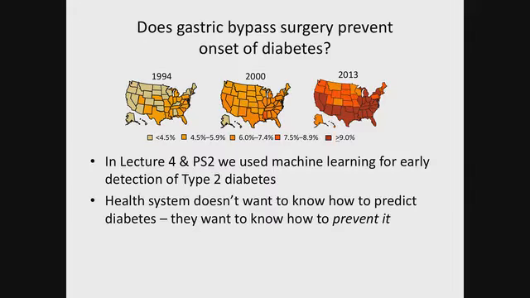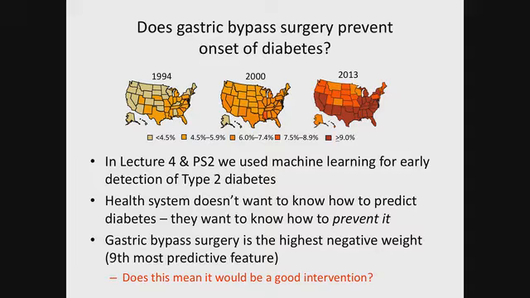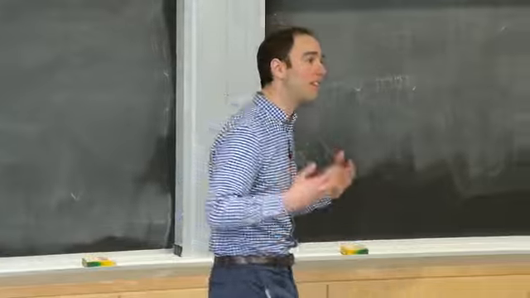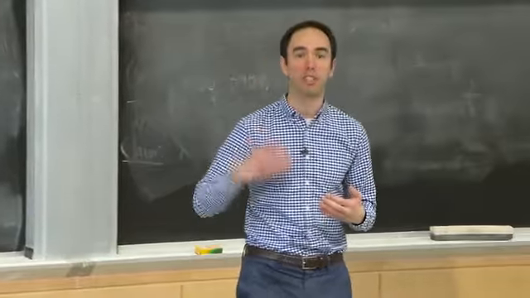Now, when we built our predictive models and we introspected at the weights, we might have noticed some interesting things. For example, if you looked at the highest negative weights, which I'm not sure if we did as part of the assignment, but something that I did as part of my research study, you see that gastric bypass surgery has the biggest negative weight. Does that mean that if you give an obese person gastric bypass surgery, that will prevent them from developing type 2 diabetes? That's an example of a causal question which is raised by this predictive model.